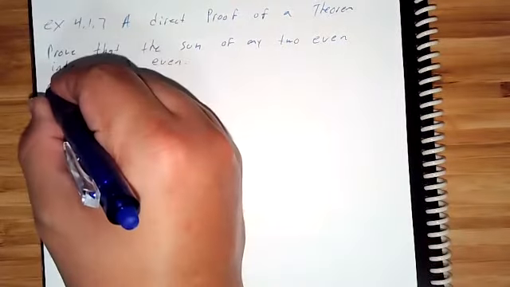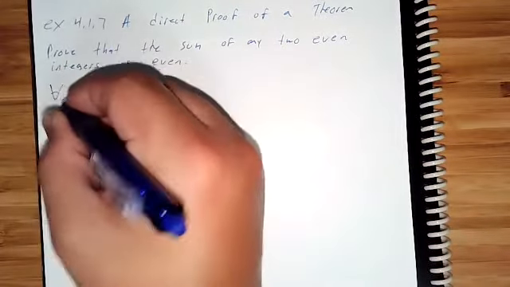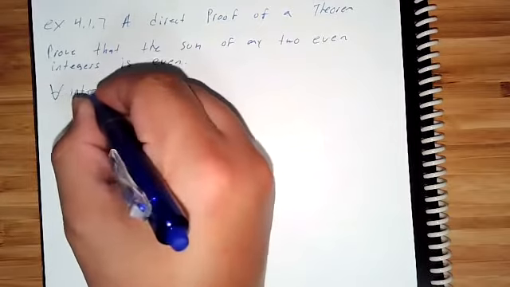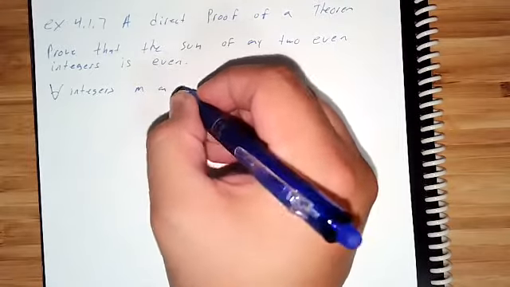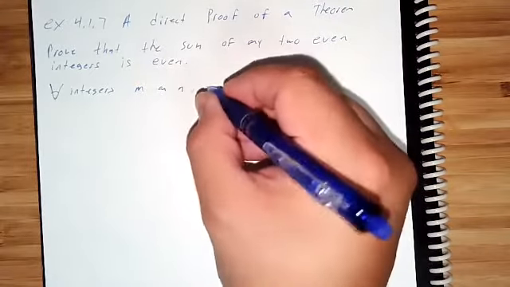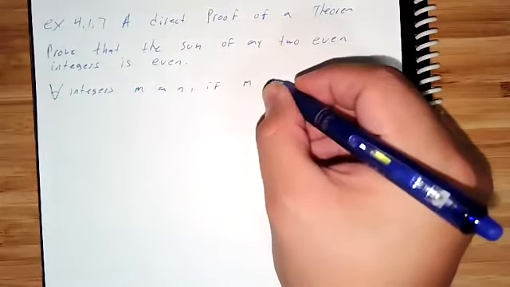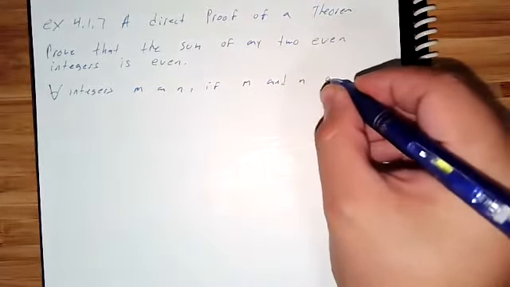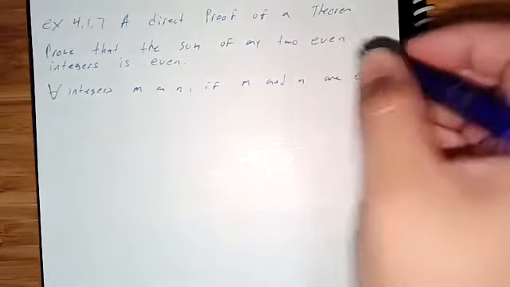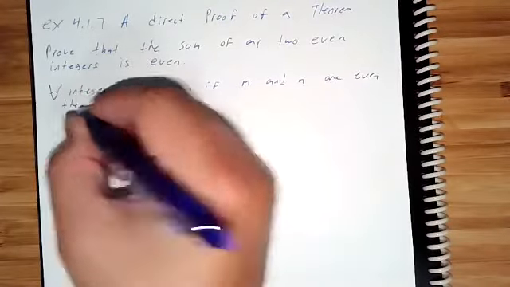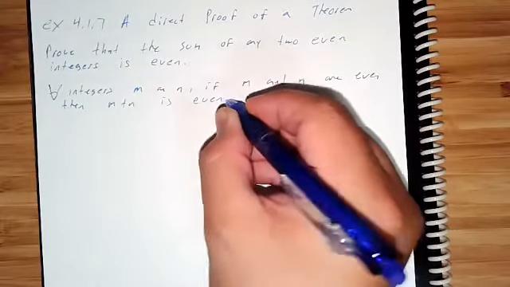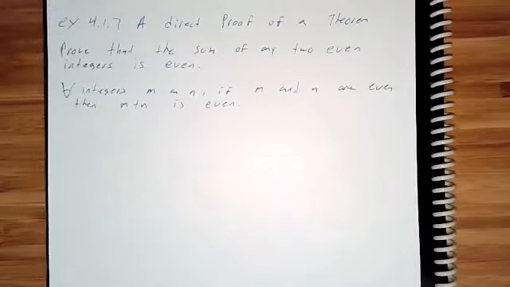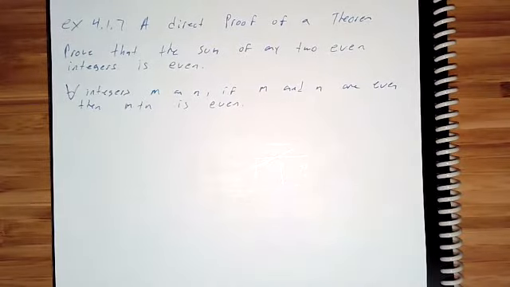So we want to show that for all integers m and n, if m and n are even, then m plus n is even. This is what we're trying to prove once we put it in formal terms. So we should use the definition of being even and odd, which we wrote down last time in part one.